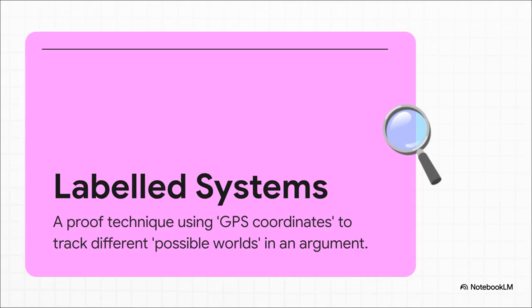Well, we use this absolutely brilliant technique called labeled systems. You can literally think of them as GPS coordinates for your arguments. Every statement gets a little tag, a label, that tells you which possible world it's true in. It's like building the map of possibilities directly into the DNA of the logic itself, which lets us navigate these complex ideas with perfect precision.